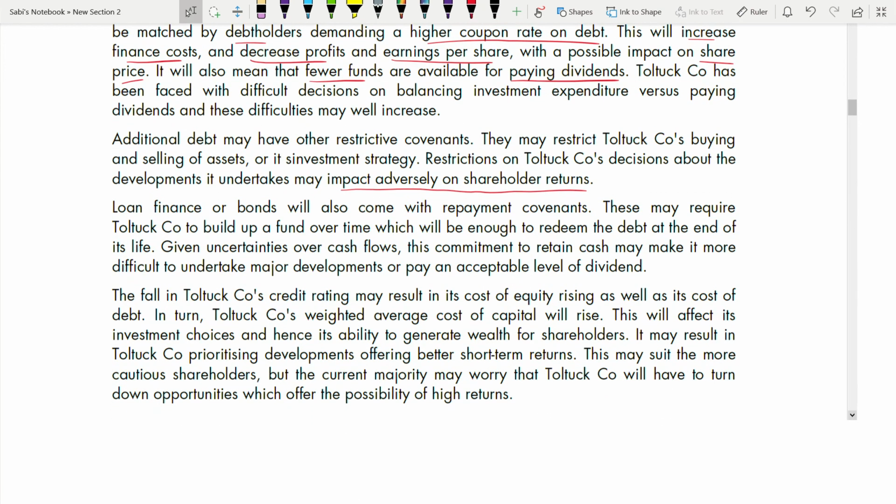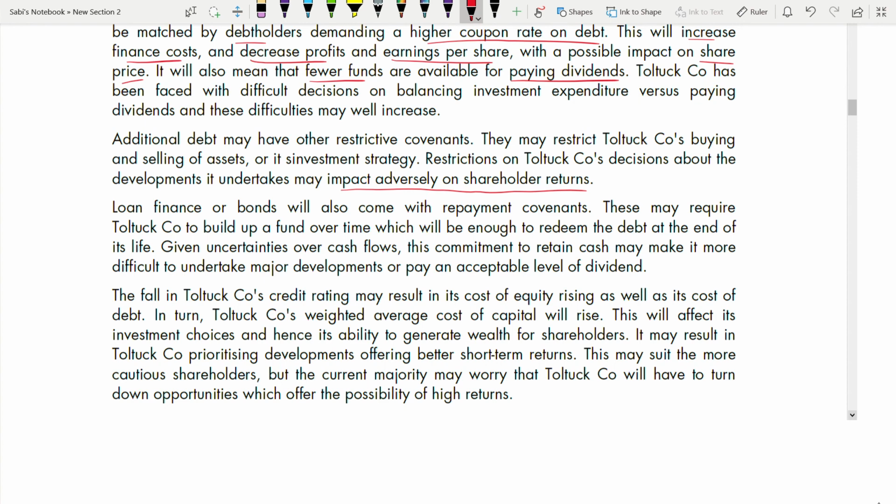Loan finance or bonds will also come with a repayment covenant. They may require Toltuck to build up a fund over time, which will be enough to redeem the debt at the end of its life. If you're taking a loan or a bond, it's always safe and secure to have some fund built up, so that at the last moment, when you have to redeem the debt at the end of its life, you have enough cash to pay back, and after paying back, you also have enough cash left at hand, so that there is no problem in the operation of your company. It runs smoothly. There is no cash shortage or anything like that.